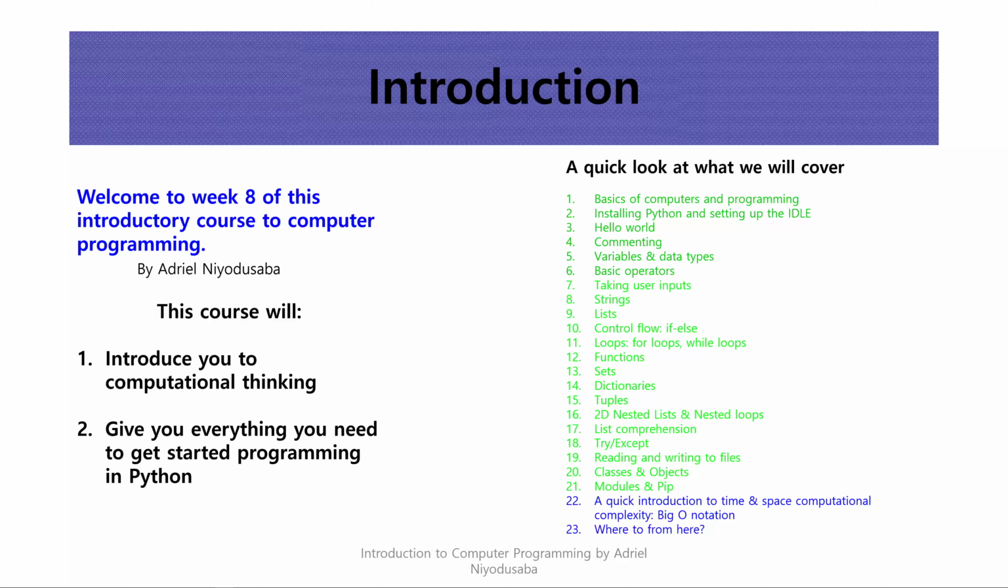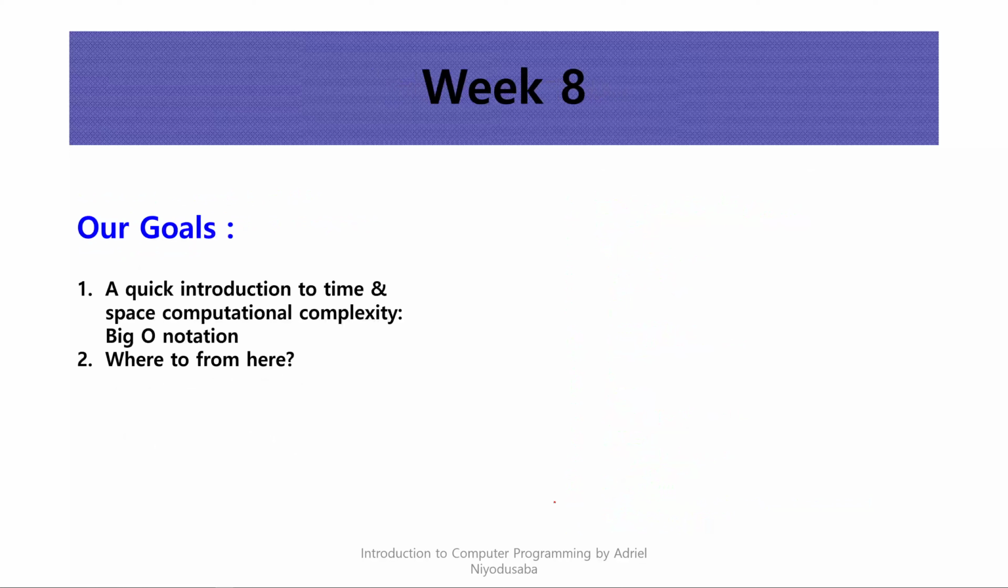So in the previous videos, we talked about all these topics and now we have just two left. So we have just Introduction to Time and Space Computational Complexity, and we talk about the big O notation, and then we gently discuss where do we go from here, having learned these basic concepts.